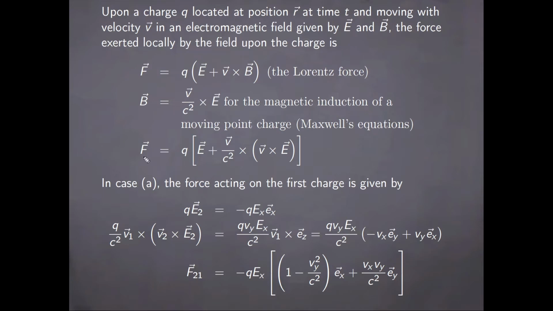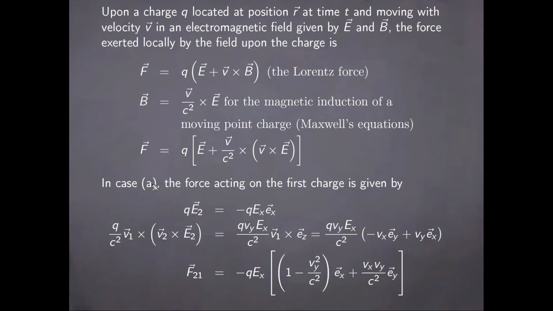So if, for example, this is the force done by the second charge on the first one, then Q here is going to belong to the first charge, while the electrical field belongs to the second one, and this velocity as well belongs to the first charge, while this velocity and this electrical field both belong to the second charge.